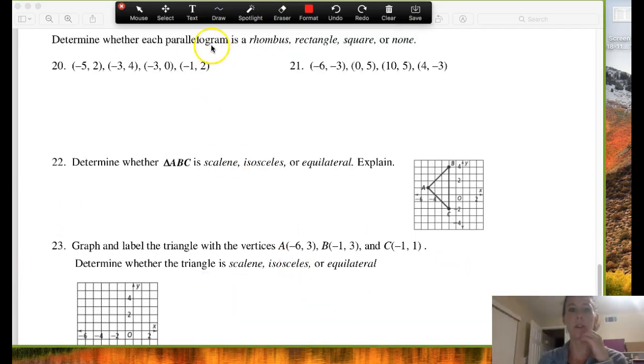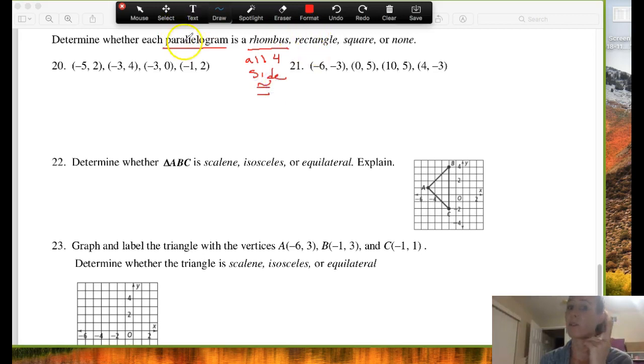All right, determine whether each parallelogram is a rhombus, rectangle, square, or none. Now careful here. These are already parallelograms. Okay, so they already have all those properties of parallelograms, meaning opposite sides are congruent and opposite sides are parallel. That's already true. A rhombus is a special type of parallelogram. All 4 sides are congruent. All four sides, not just opposite sides, but all four sides are congruent, okay?